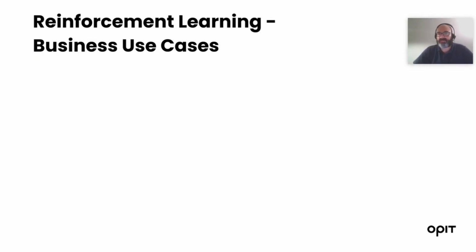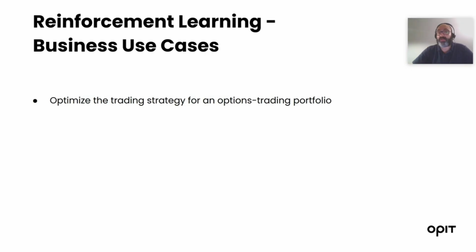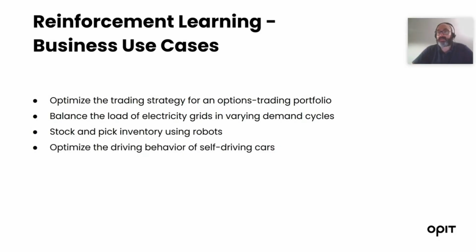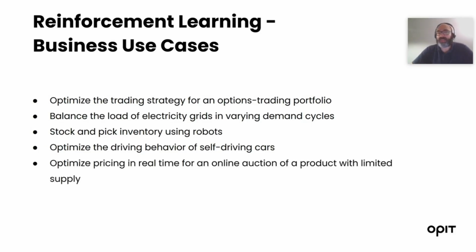Which are the business use cases for reinforcement learning? One very important business case is to optimize the trading strategy for an option trading portfolio, the stock market, very important. Another application is to balance the load of electricity grids based on the different demand cycles during night, day, winter, summer. We can also stock and pick inventory using robots, an application that is very well used, for example, by Amazon. We can optimize, indeed, using reinforcement learning, the driving behavior of self-driving cars, still an open problem that has not been solved yet. We can optimize pricing in real time, for example, in online auctions with products of limited supply.